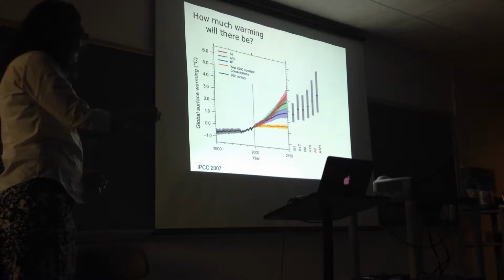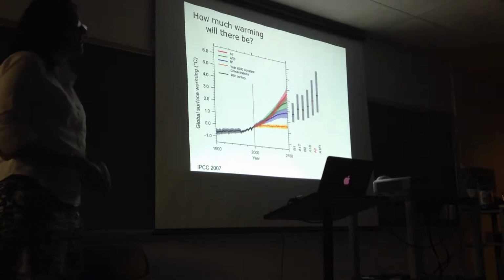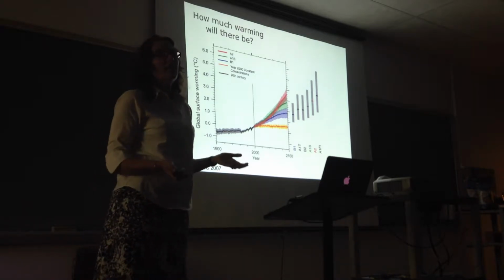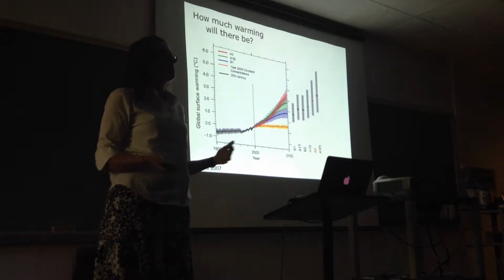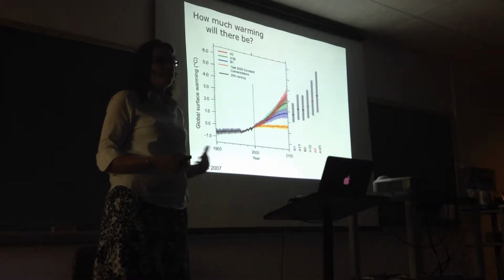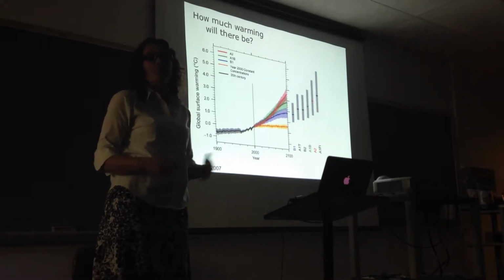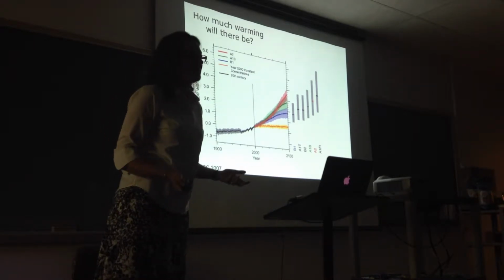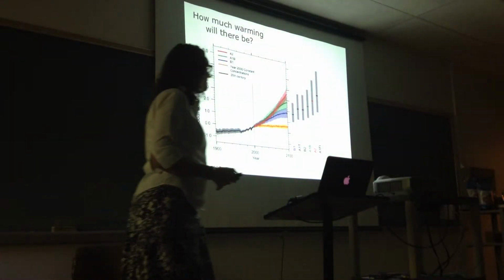Each one of these colors represents a different CO2 emission scenario. If you're going to model how warm climate is going to get, one of the first things you have to do is make some assumptions about how much CO2 is actually going to increase. And it turns out there's a huge amount of uncertainty in that. Population growth, are we actually going to implement any policies to reduce CO2 emissions, things like that.